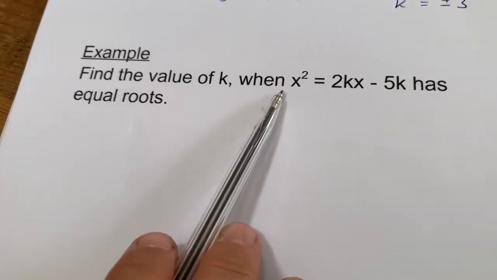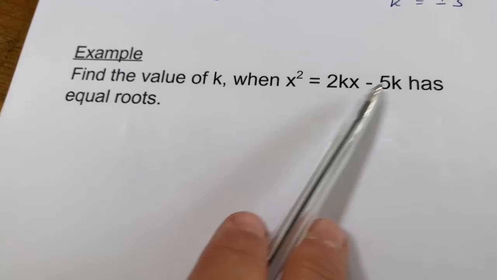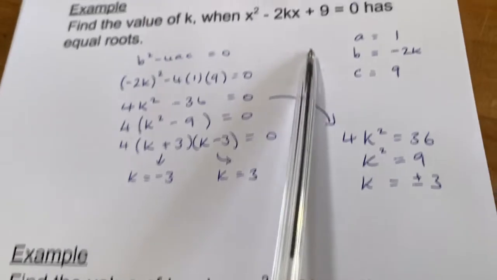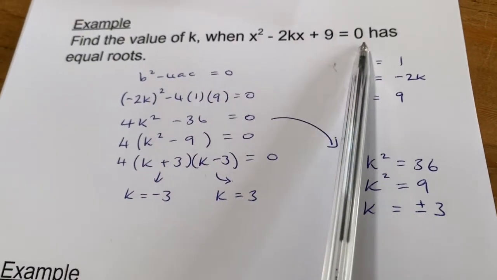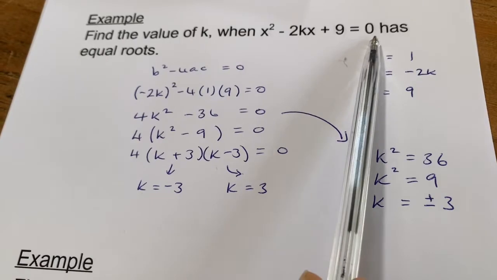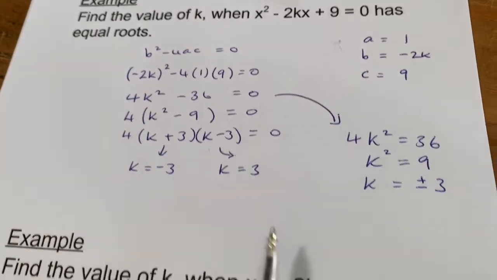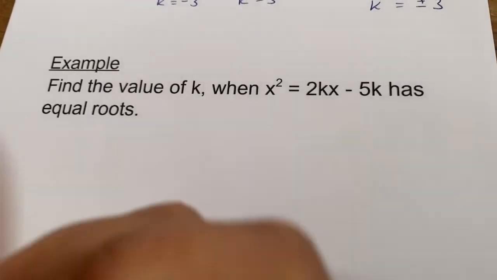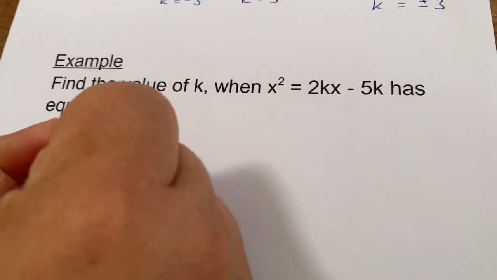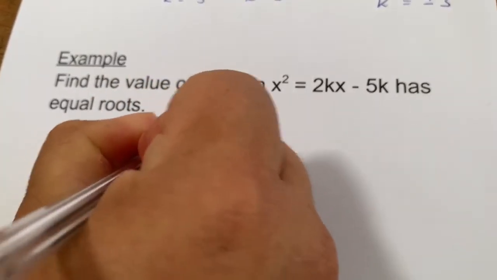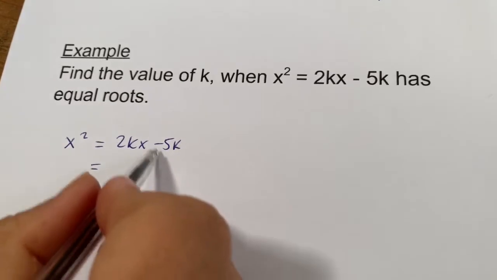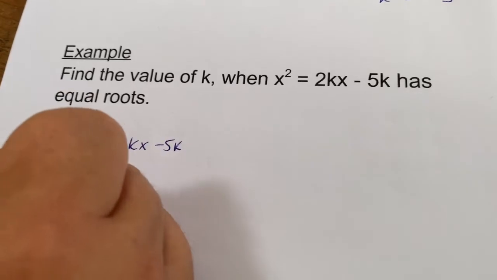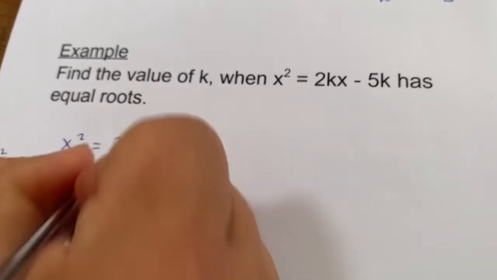Finding the value of k this time when x squared equals 2kx minus 5k has equal roots. Now, if we go back up to the example above, this must equal 0 in order for you to do your b squared minus 4ac. So, this must equal 0, okay? So therefore, x squared equals 2kx minus 5k must equal 0. So I'm going to take everything over to join the x squared. So we've got x squared minus 2kx plus 5k equals 0.